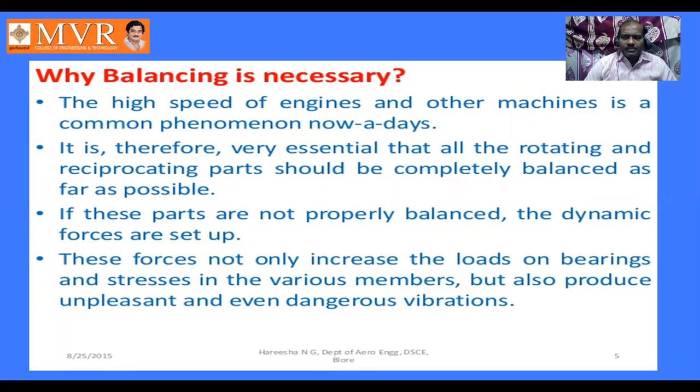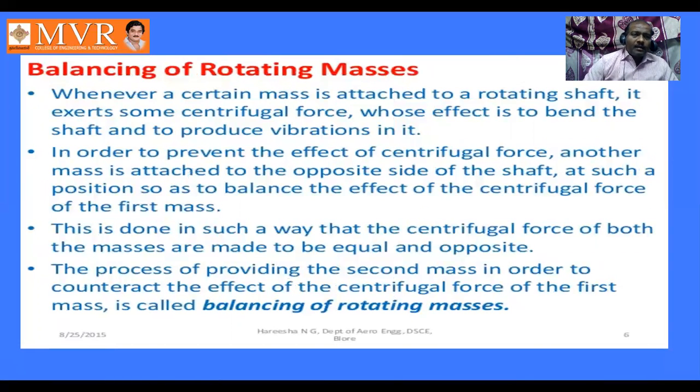As I already told in the beginning of the previous class, vibrations will be there, noise is going to come, wear and tear is going to be large, and it leads to the failure of the total system. Day by day, the inefficiency will increase, and in a short period the system is going to fail. To eradicate all this, we need a balancing system. Balancing of rotating masses.